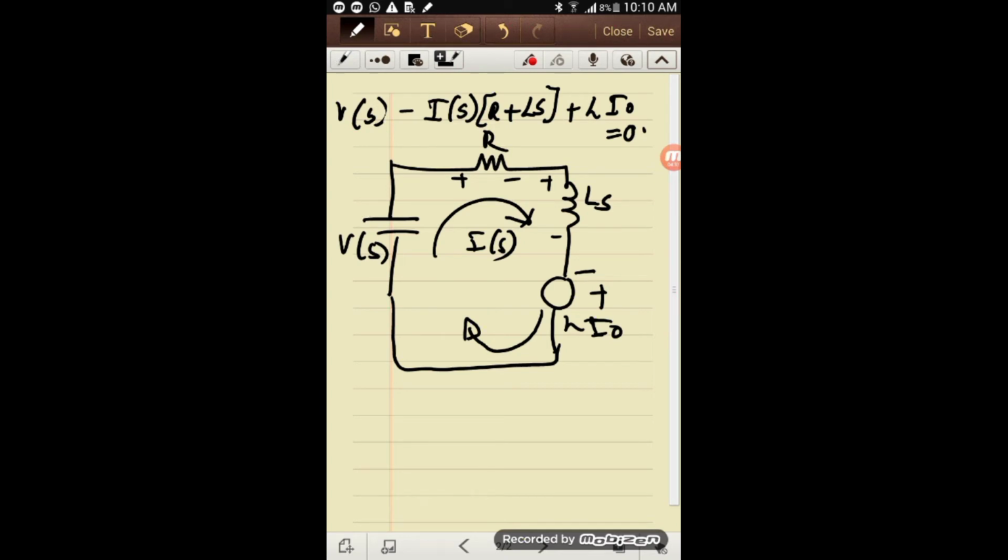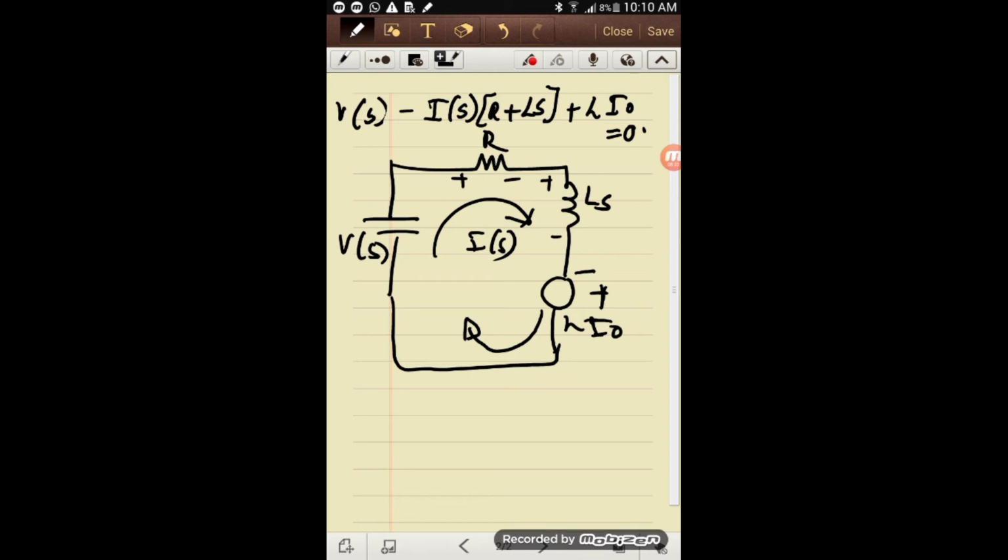So that is the point. In all cases where the inductor is initially charged, when asked to draw the S domain circuit, what should we do immediately? Place a voltage source Li0 in series with that inductor. That is the concept I wanted to explain today. So V of S, then R, LS, everything is there. Along with L, you have to include the voltage source LI0, where I0 was the initial current in the inductor.